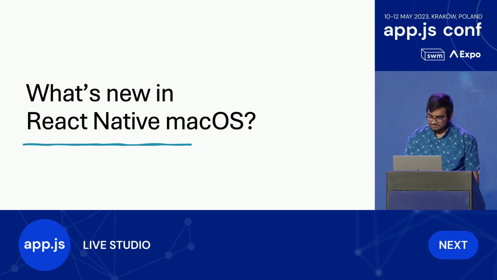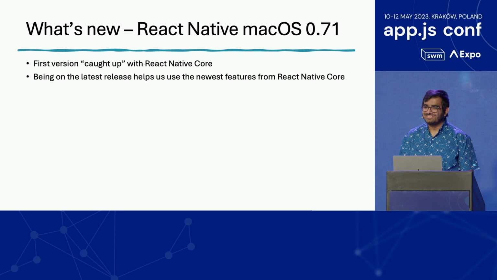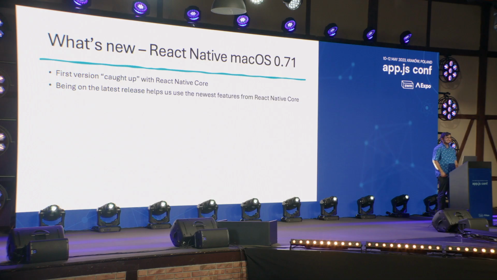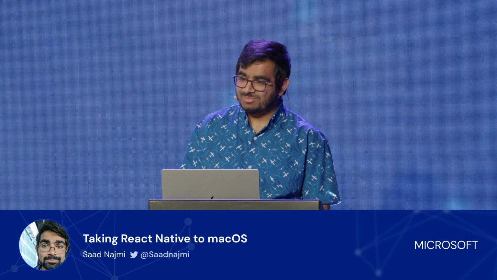Let's talk about what's new. So first off, we released React Native macOS 0.71. So this is the first version that's caught up with React Native Core. And by that, I mean you can use the same version of React Native, the latest version, on all the platforms for your app. If you've been following us for a bit, you might have seen that we're usually behind a few versions. And we've been doing a lot of work to catch up and sync literally thousands of commits so that we can be caught up and stay caught up in the future.